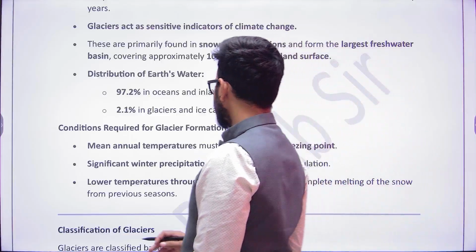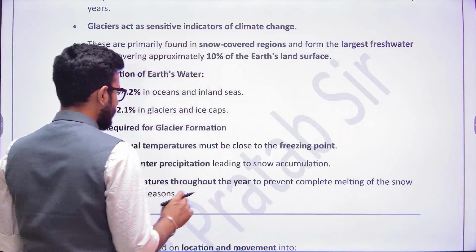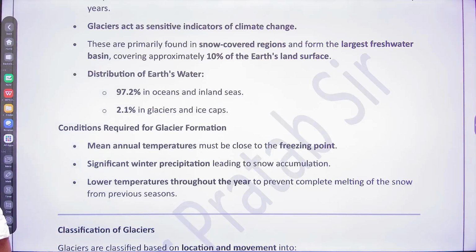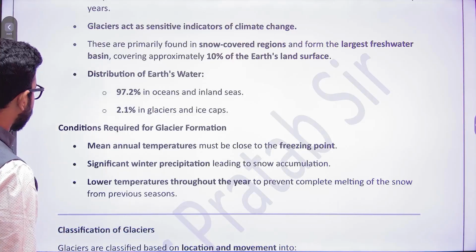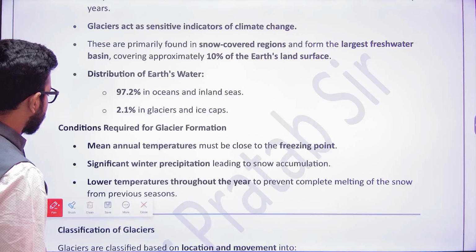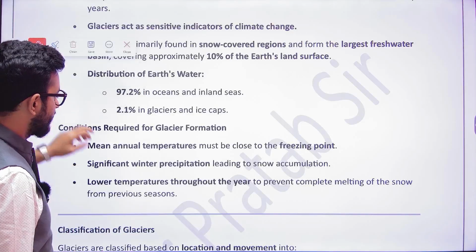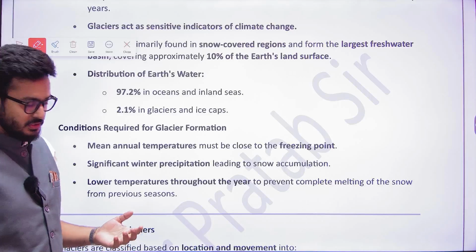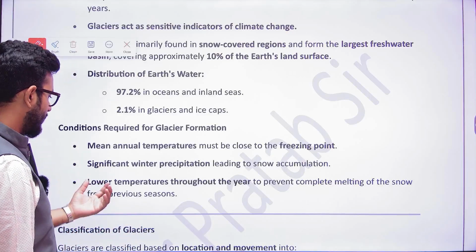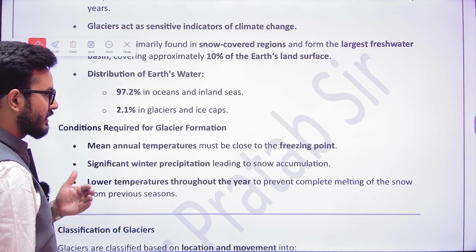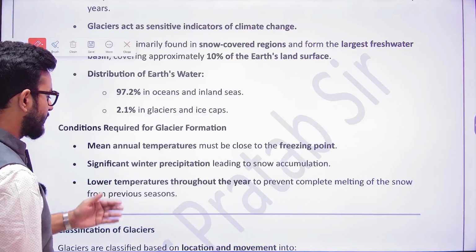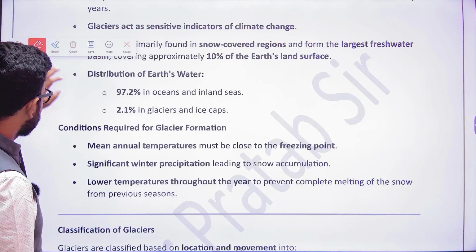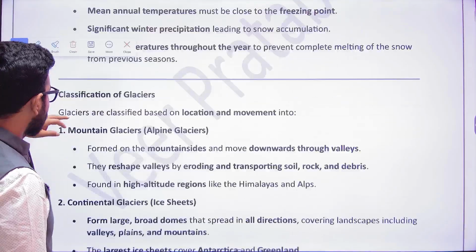One is going to be the mean annual temperatures, they must be close to the freezing point. Another thing is that significant winter precipitation should be there, that would lead to the snow accumulation. Apart from that, there are going to be lower temperatures throughout the year to prevent complete melting of the snow from the previous seasons. Okay, so these are the certain prerequisites whenever we talk about the conditions for glacier formation.